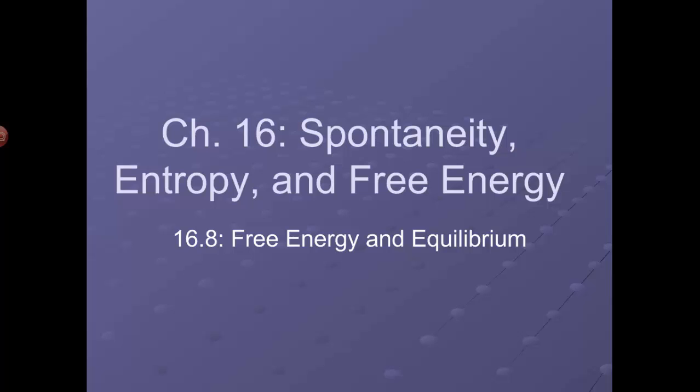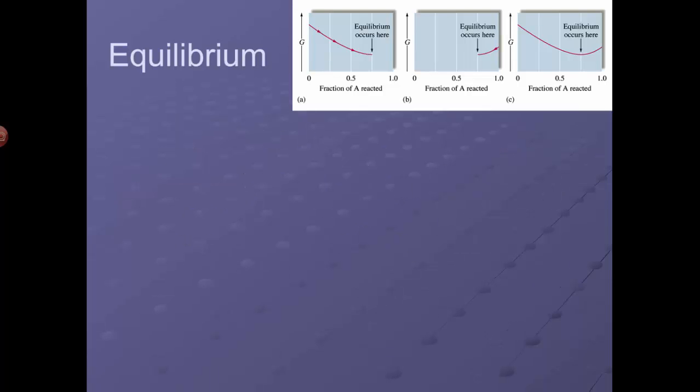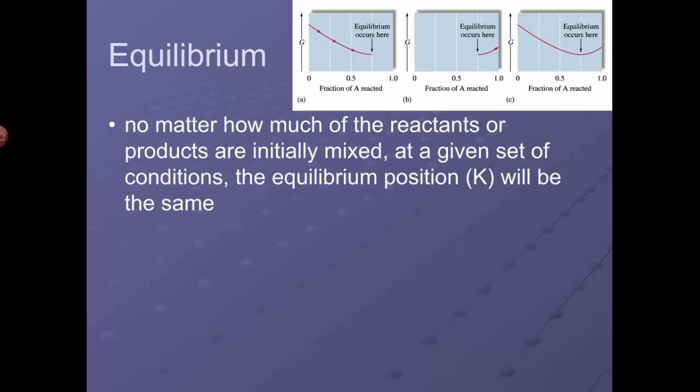Well, what about at equilibrium now? Let's take a look at free energy and equilibrium. Okay, so we know that at equilibrium you have a constant K that determines where the equilibrium is going to happen. And it doesn't matter how much of the reactants or products are initially mixed, you'll always come to this equilibrium position at a given set of conditions, primarily pressure and temperature.